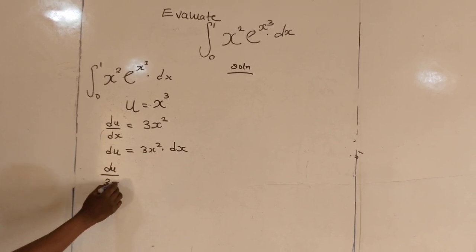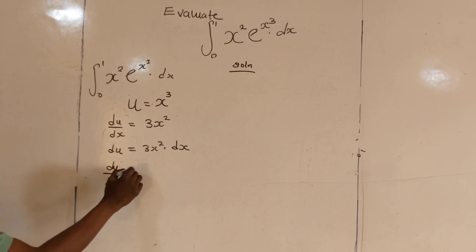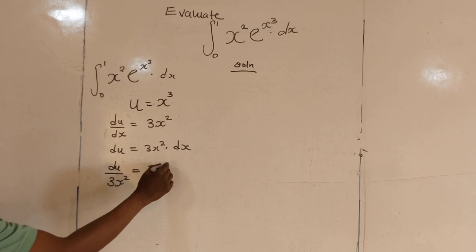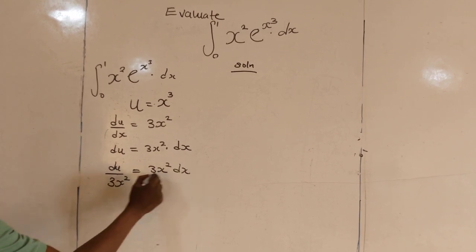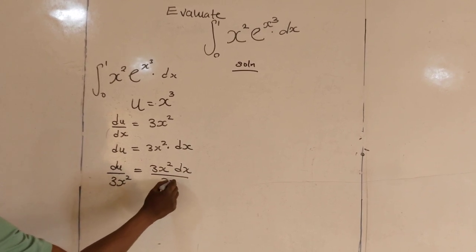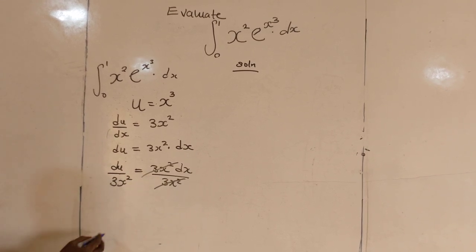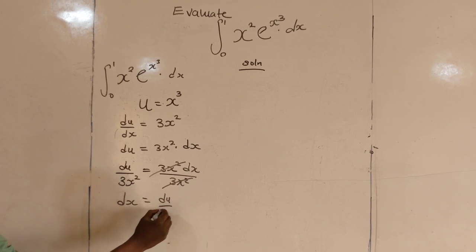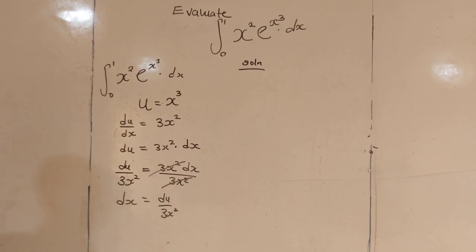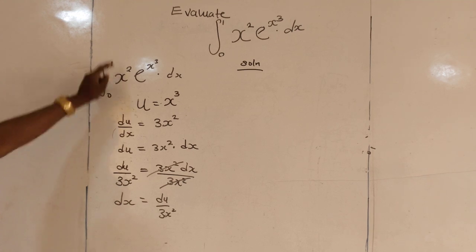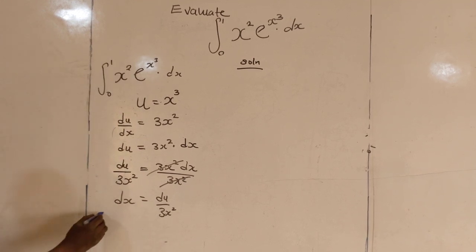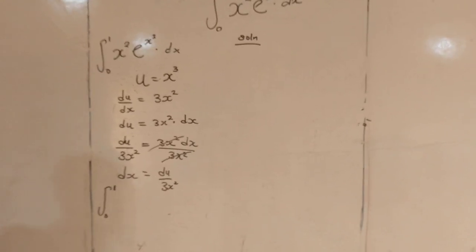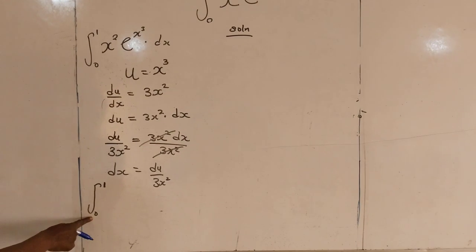I have 3x squared dx over 3x squared, then I'll have dx equals du over 3x squared. Now, bring down the whole of the question. This is 1 and this is 0. This is 1 and this is 0.